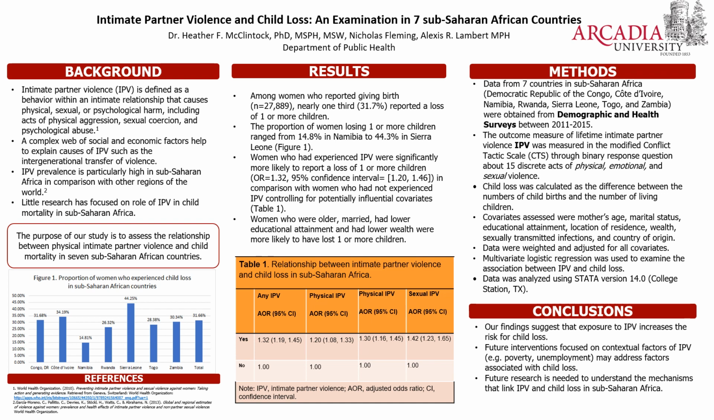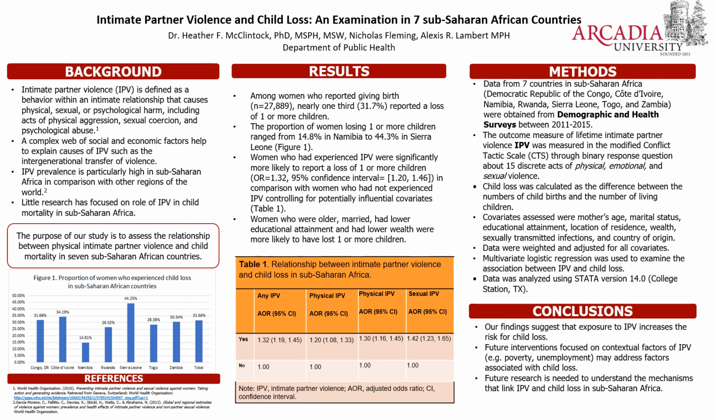In terms of background for this project, intimate partner violence is defined as a behavior within an intimate relationship that causes physical, sexual, or psychological harm, including acts of physical aggression, sexual coercion, and psychological abuse. The causes of intimate partner violence are complex and varied. They are social, economic, cultural, and many other factors that come into play in terms of understanding why IPV occurs. For example, intergenerational transfer of violence is a contributing factor here.